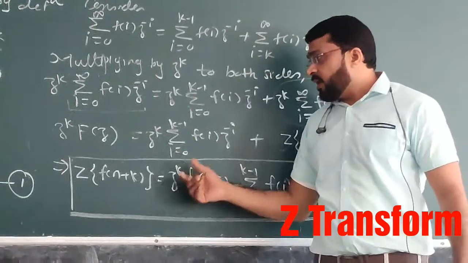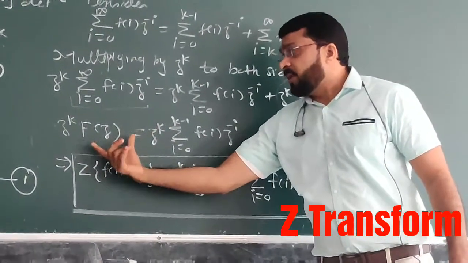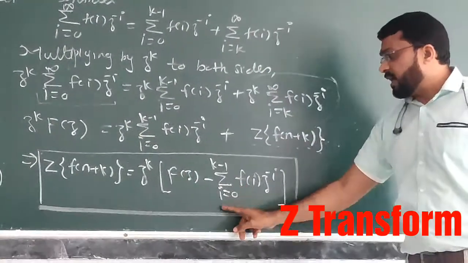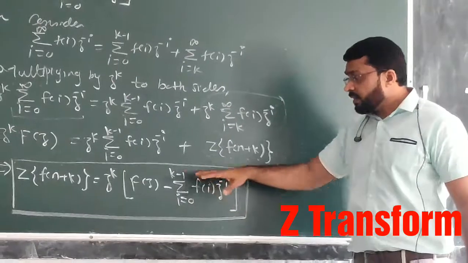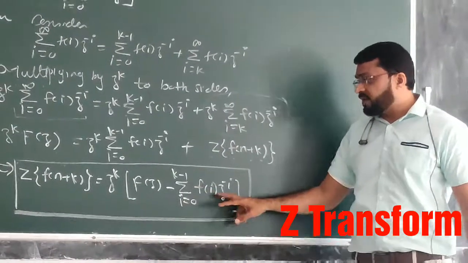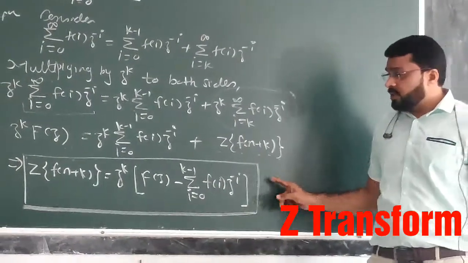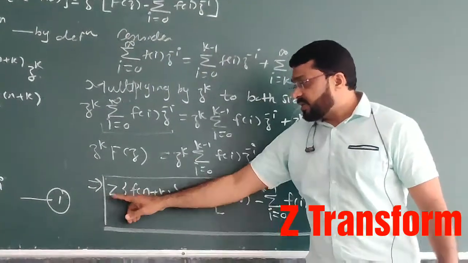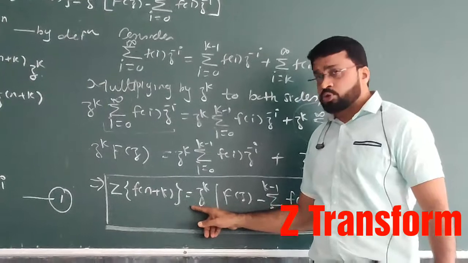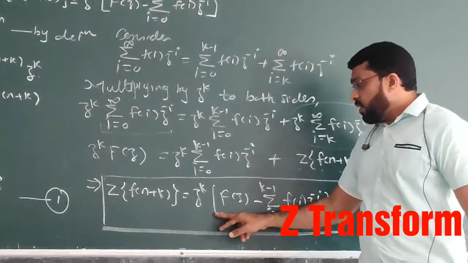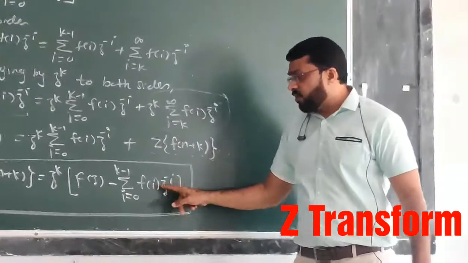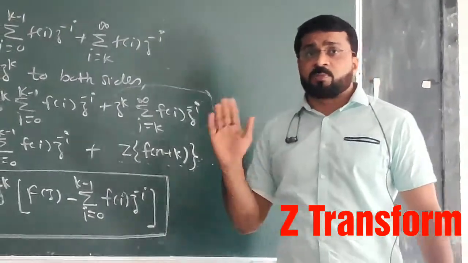If you take common, then what will be left? f of z minus summation I ranging from 0 to k minus 1 into f of I z to the power minus I. So hence the quantity that we have to prove here, वो हमने यहाँ पे prove कर ली है. That is z transformation of f of n plus k equals to z to the power k into f of z minus summation I ranging from 0 to k minus 1 f of I z to the power minus I. Now this property is important.